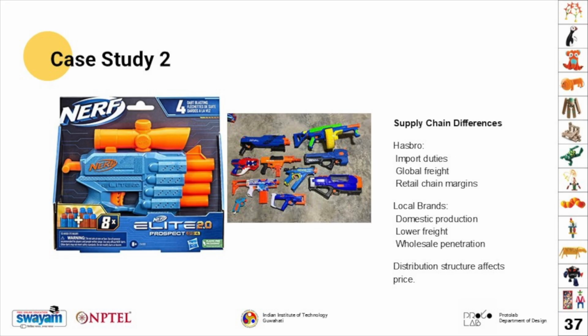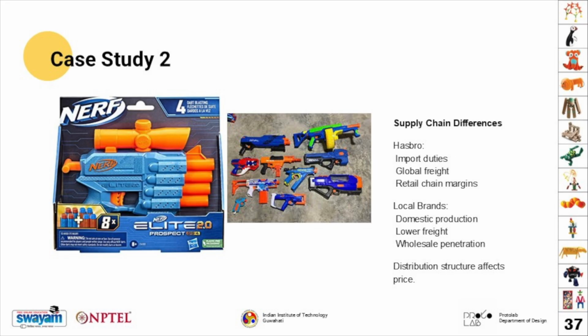Hasbro products entering India often incur import duties, international freight, warehousing, and multi-layer retail margins. Each layer adds cost before the product reaches the shelf. Local brands manufacturing domestically avoid import duty. Freight is local. Distribution may happen through wholesale markets rather than premium retail chains. This shortens the cost chain.